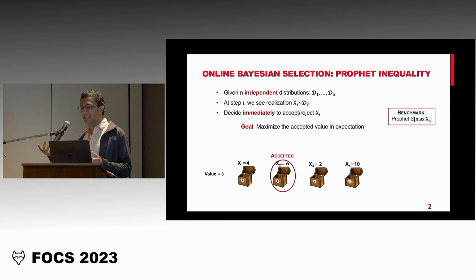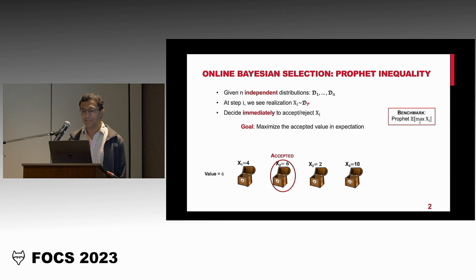But had you continued, maybe x4 turned out to be 10. Okay, so the max of these 4 random variables is 10. You got a value of 6. And I'm interested in comparing the expected value of your algorithm to the expected value of the max. Good, all of these are random variables.